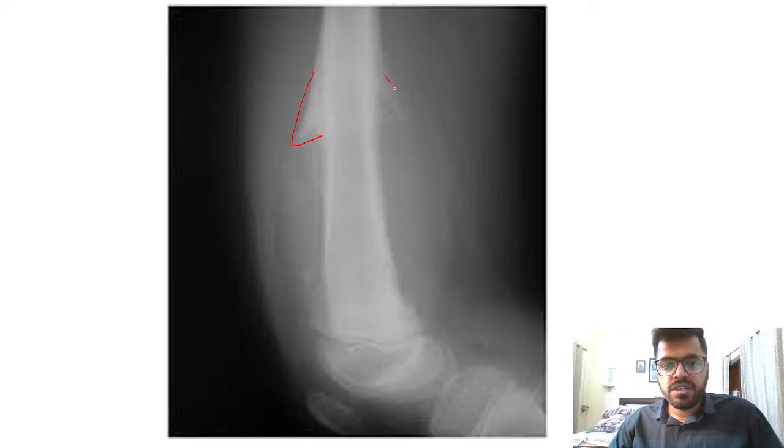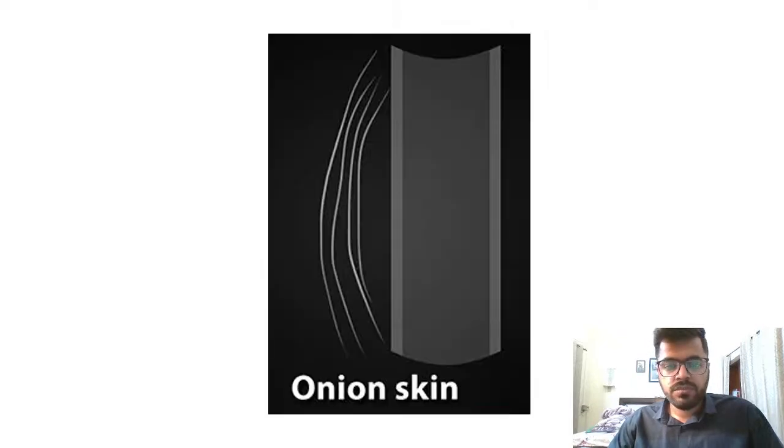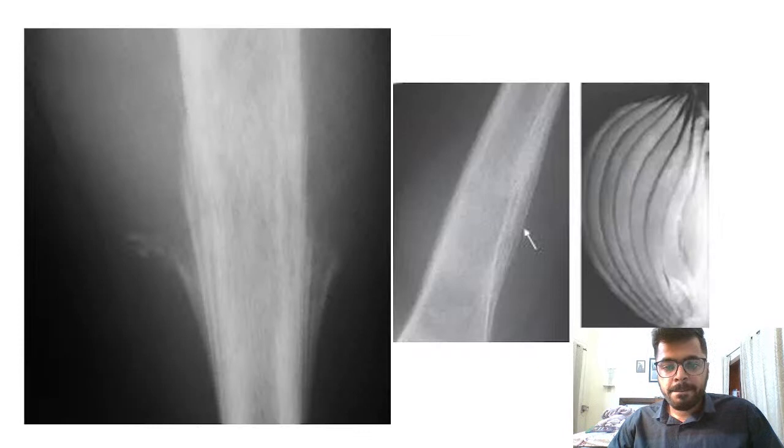This is typically seen in osteosarcoma. This is a schematic diagram of onion skin or lamellated appearance. Just like the skin of an onion, here is the lamellated appearance, as we can see.